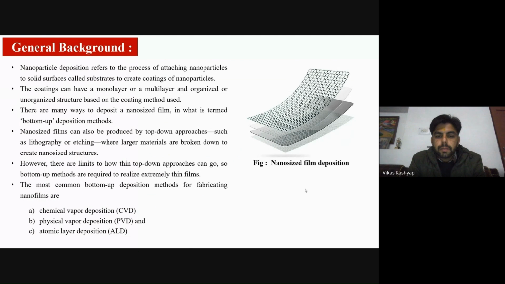Nano-size film can also be produced by top-down approaches such as lithography or etching, where larger materials are broken down to create nano-size structures. However, there are limits to how far these top-down approaches can go, so bottom-up methods are required to realize extremely thin films. This is a kind of nano-size film, which is shown on the right side of the screen. The most common bottom-up deposition methods for fabricating nanofilms are chemical vapor deposition, physical vapor deposition, and atomic layer deposition.